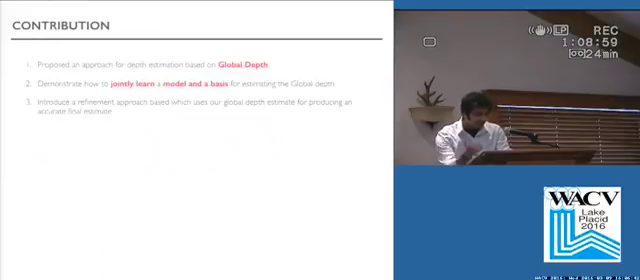To summarize, we present global depth as a way of producing finite depth estimates.